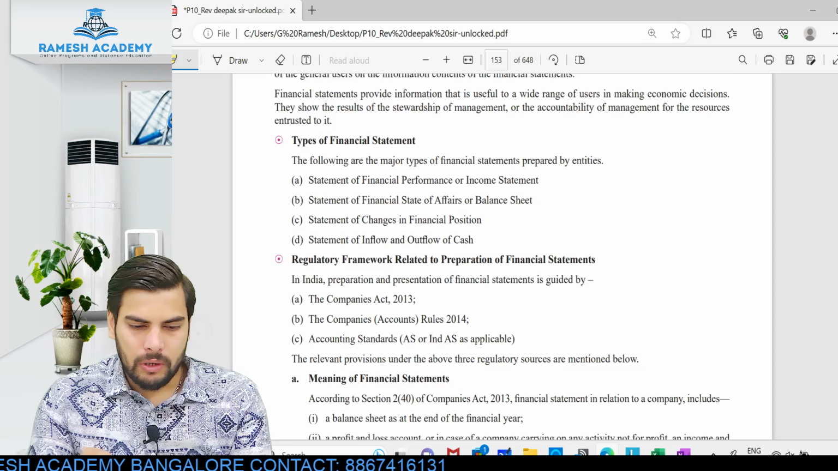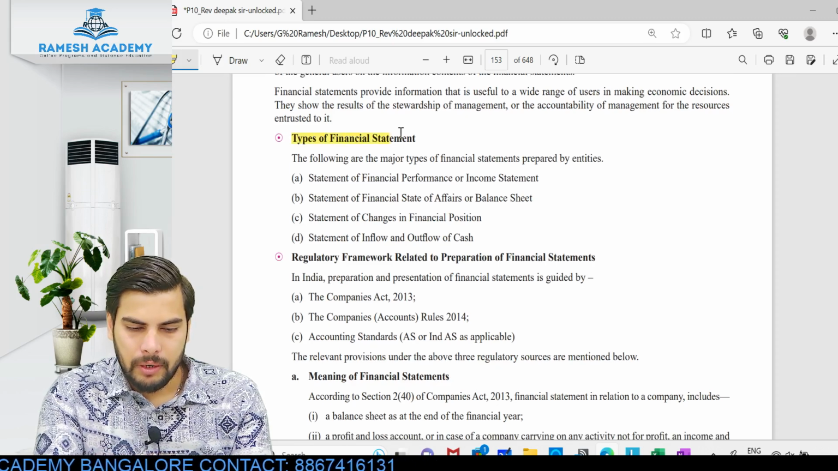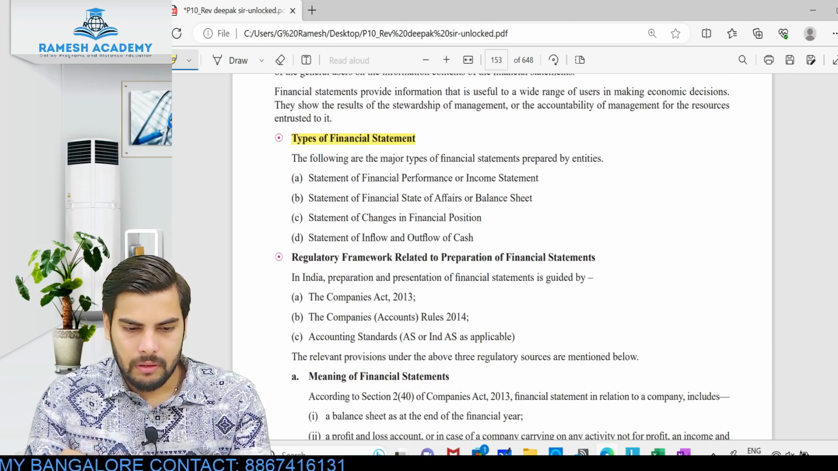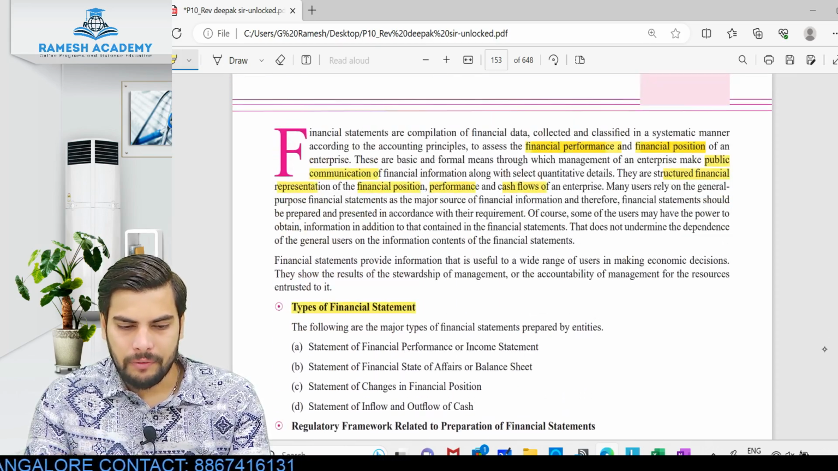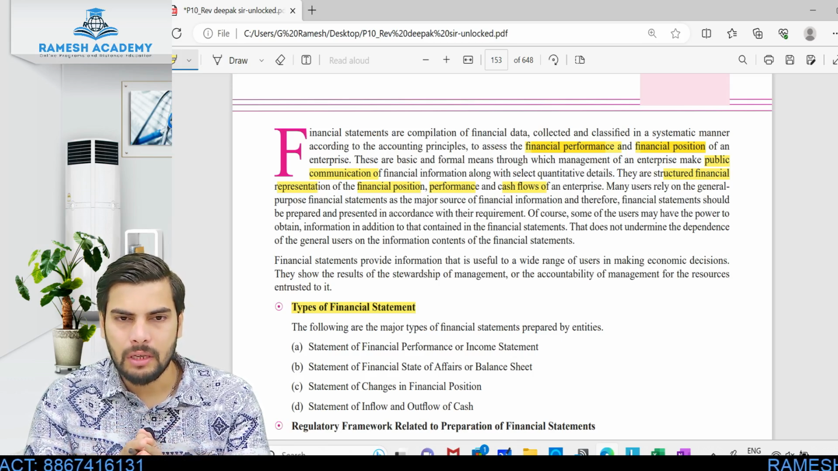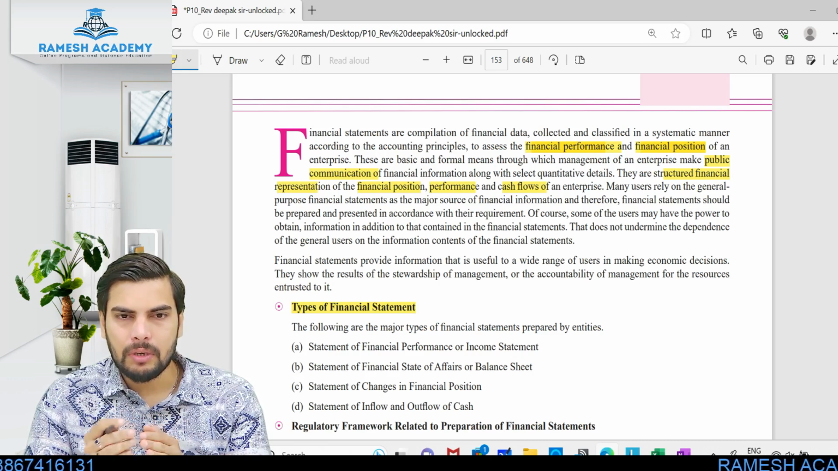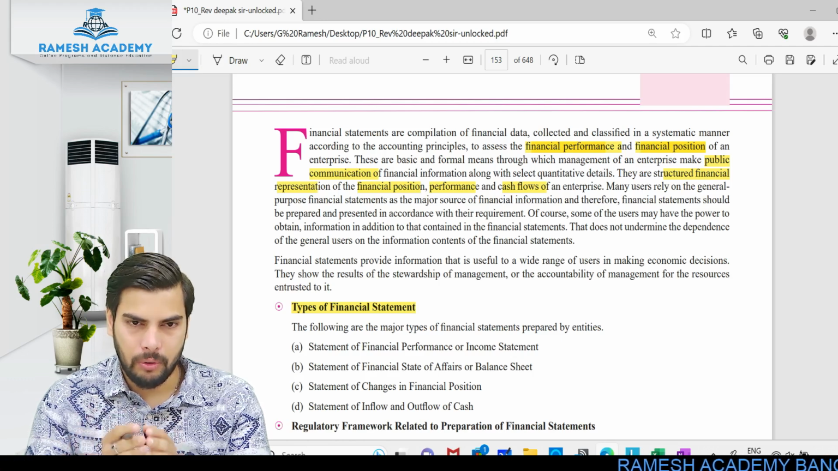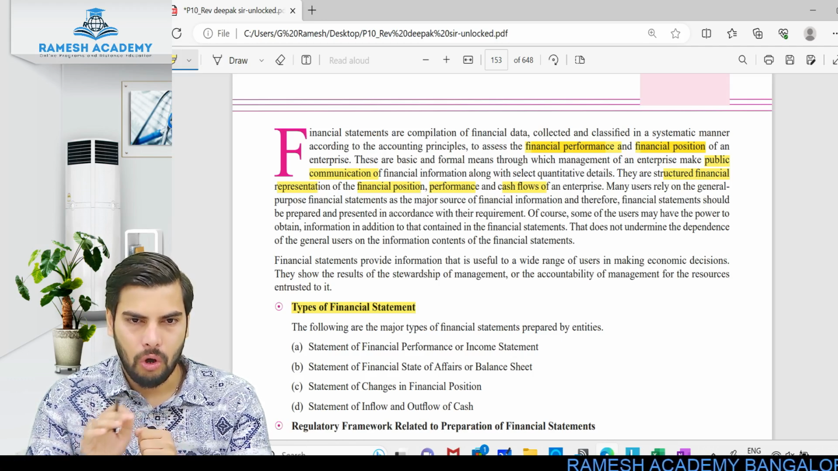Okay, let's have a look at the different types of financial statements. So when it comes to the first paragraph, nothing much important. All that you need to know is just the meaning of these two terms. What is financial performance and what is financial position? Performance is nothing but the result of the business entity, to determine whether the business entity is making a profit or whether it is incurring a loss.